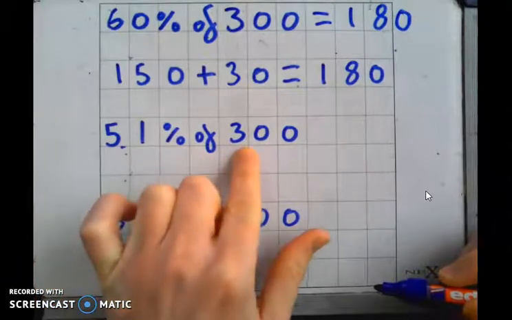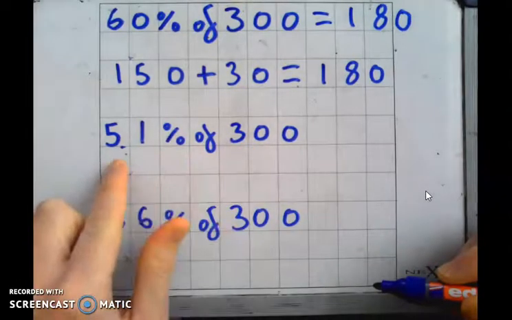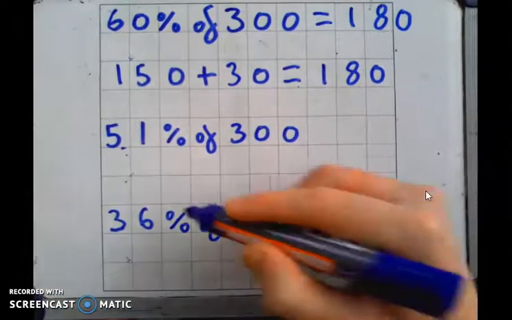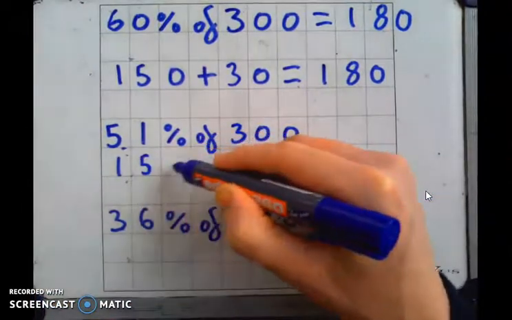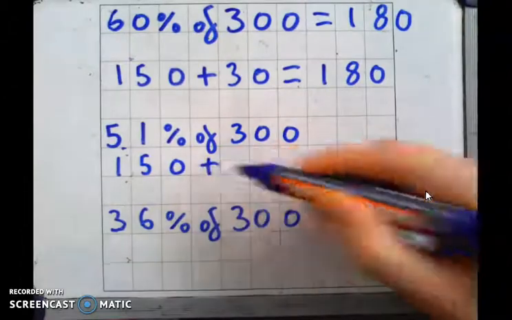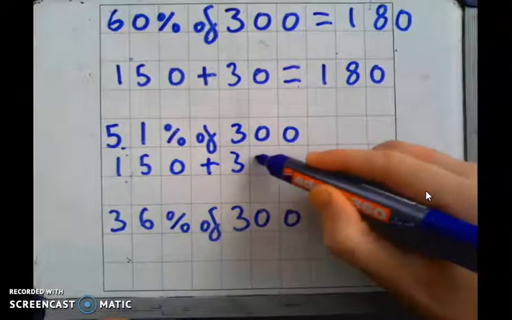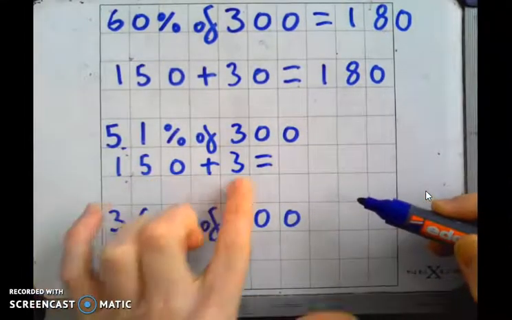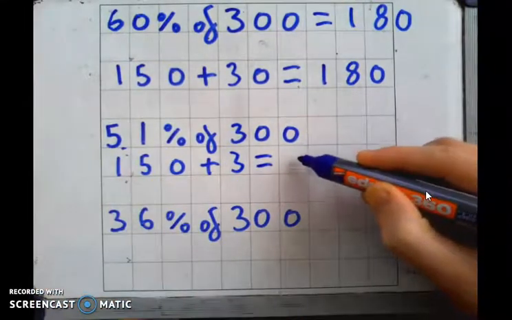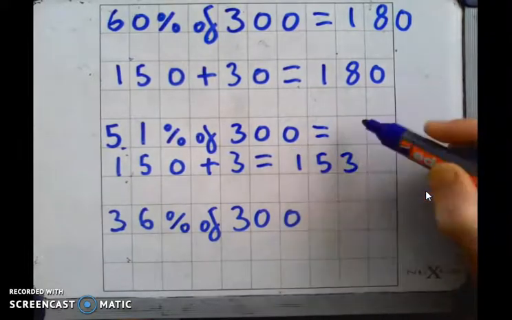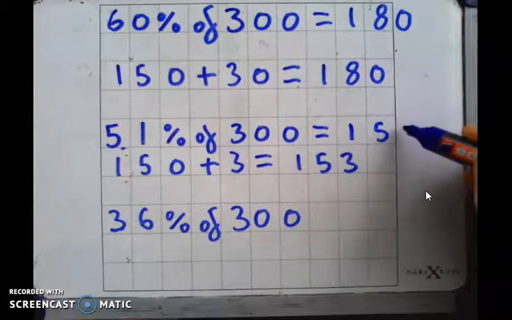51% of 300. Well, 50% of 300 was 150, and 1% of 300 was 3. 150 plus 3, 153. So 51% of 300 is 153.